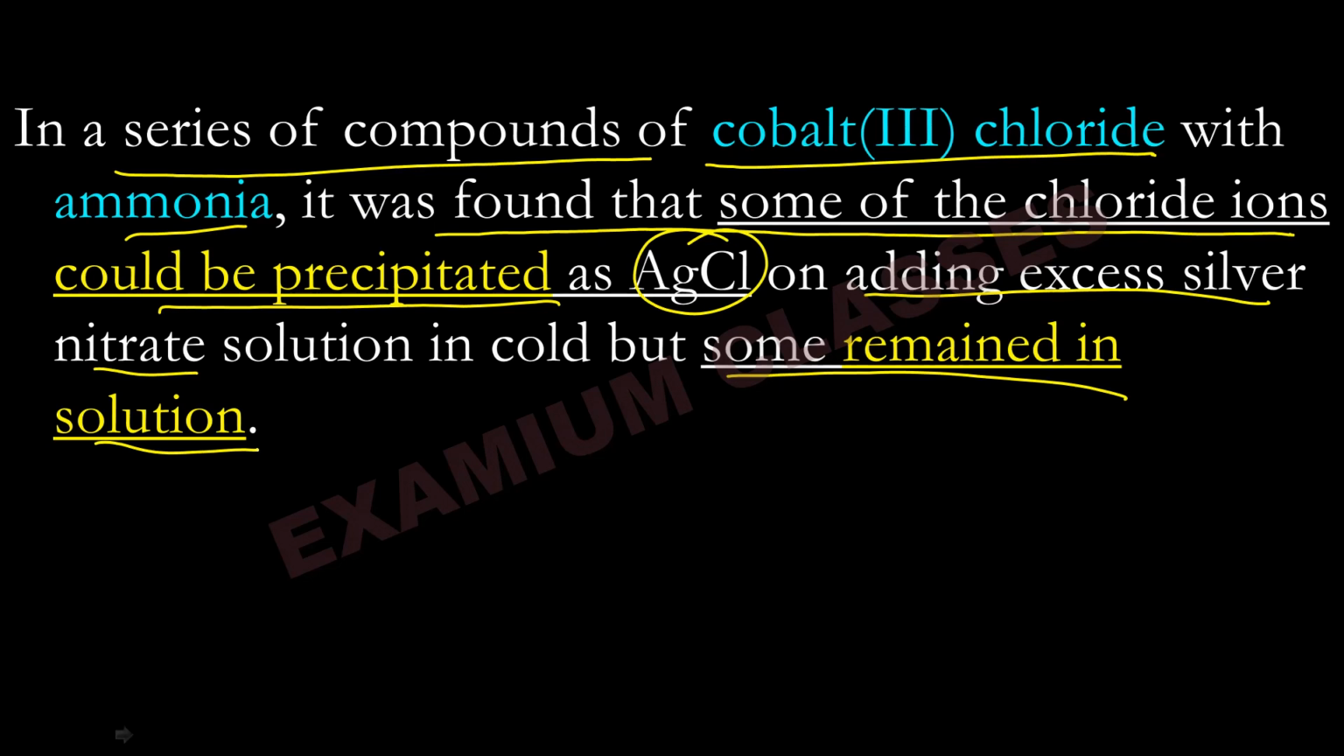Understand what I am saying. If I have cobalt chloride, normally you will say it will be CoCl2, depending on its valence. But in the experiment, a few chlorides got out of this compound, got ionized and reacted with silver to give you AgCl, but others did not. So this gave him a hint.